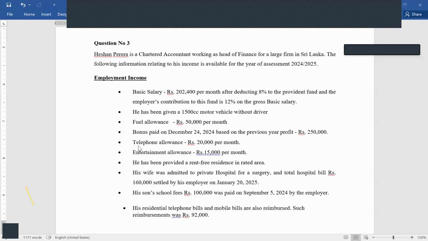Then telephone allowance, 20,000 per month. It is an allowance. So 20,000 multiplied by 12, that is 240. Then entertainment allowance.